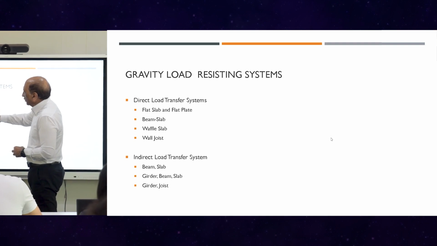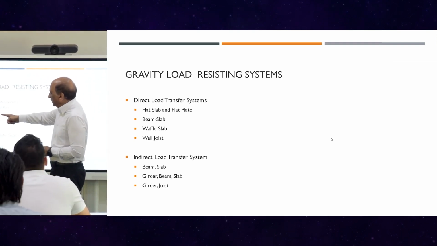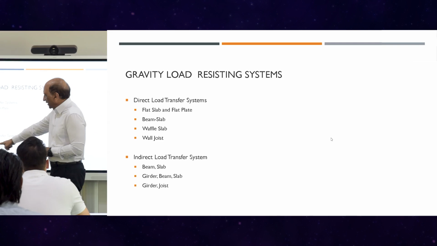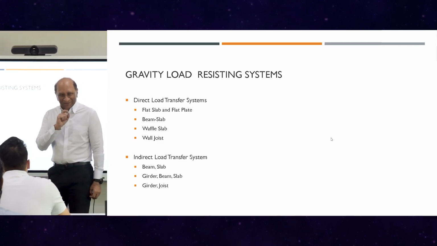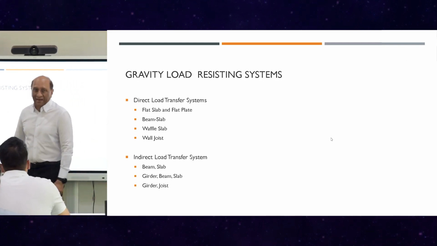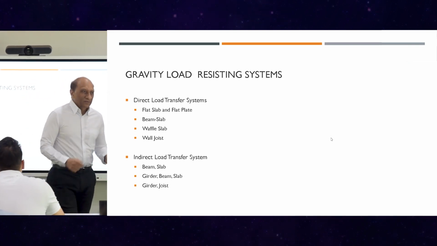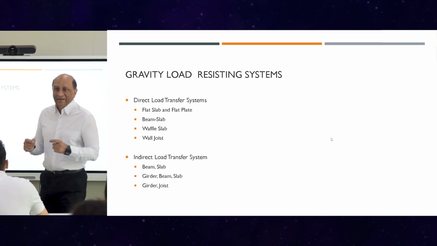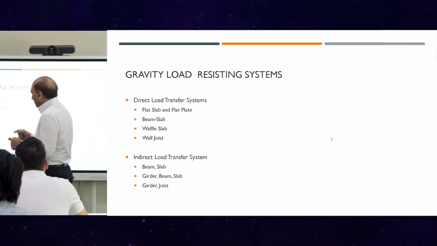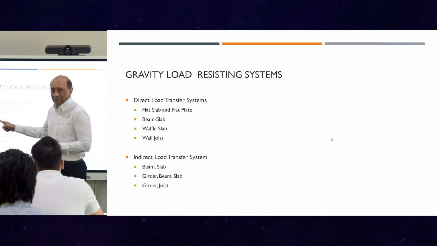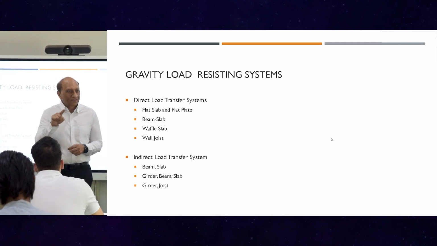So these are the direct load transfer systems: flat slab, flat plate, beam-slab, waffle slab, wall joist, indirect beam. Now please note this one. This is called beam dash slab. And there is another term called beam comma slab. It's not a typo, it is very intentional. One is a dash and one is a comma.